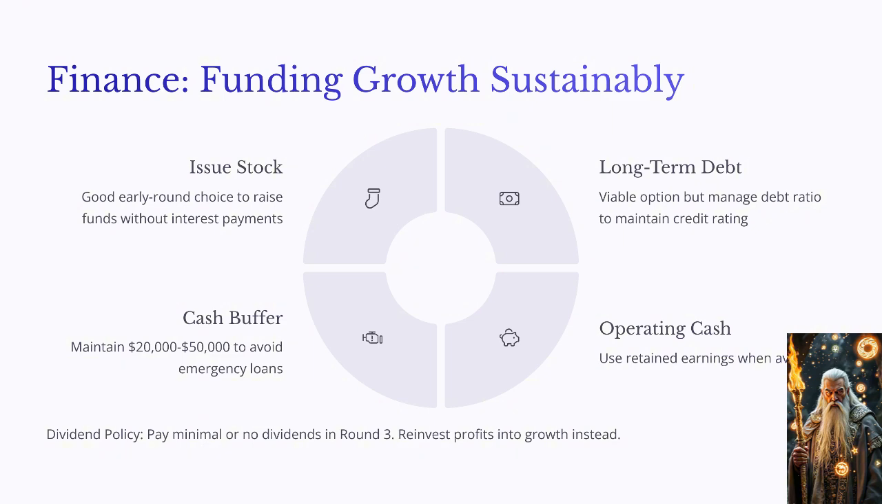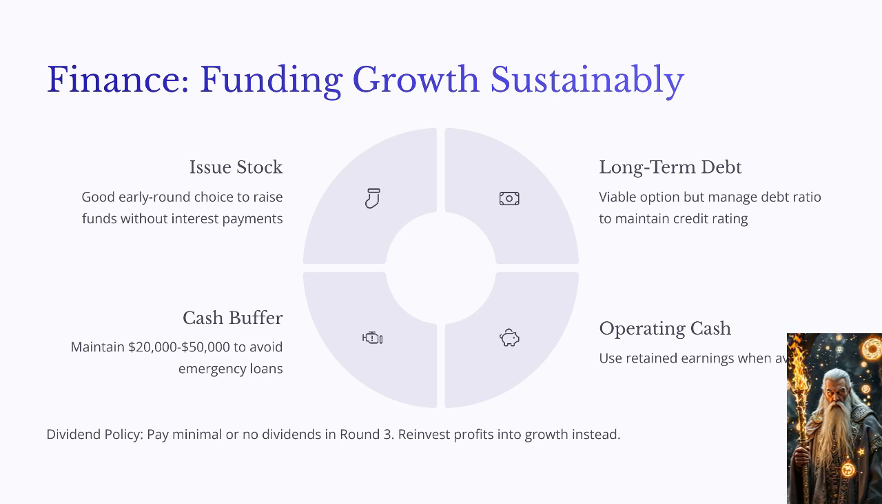In early rounds, issuing stock is a good choice to raise funds without high interest payments. Long-term debt can be used, but manage your debt ratio to avoid credit rating issues. Do not issue too much short-term debt unless you're in an emergency. Dividend policy: pay minimal or no dividends in round 3. Reinvest profits into growth. Dividend increases are useful later to maintain investor confidence when cash surplus is available.